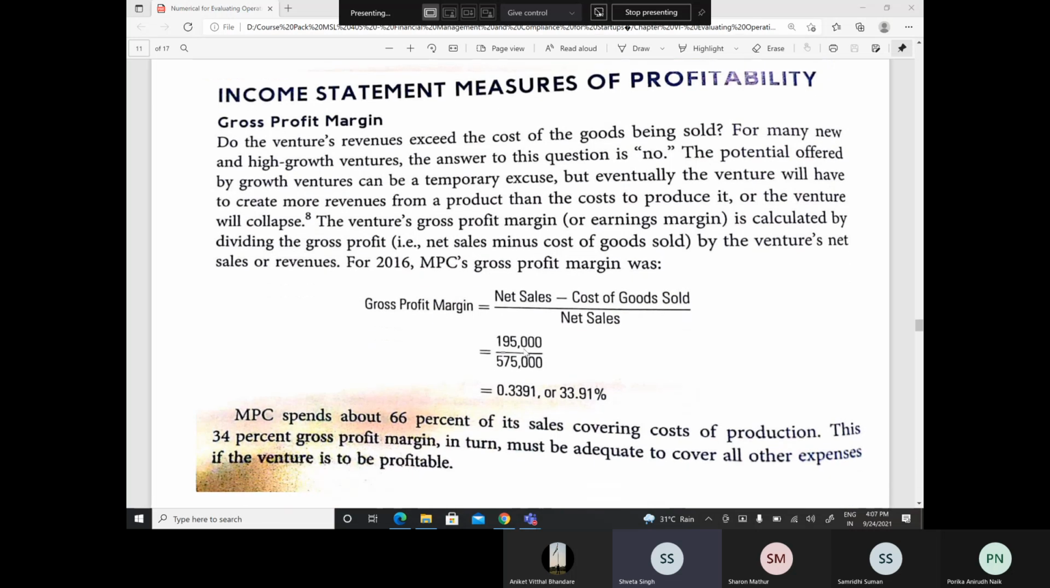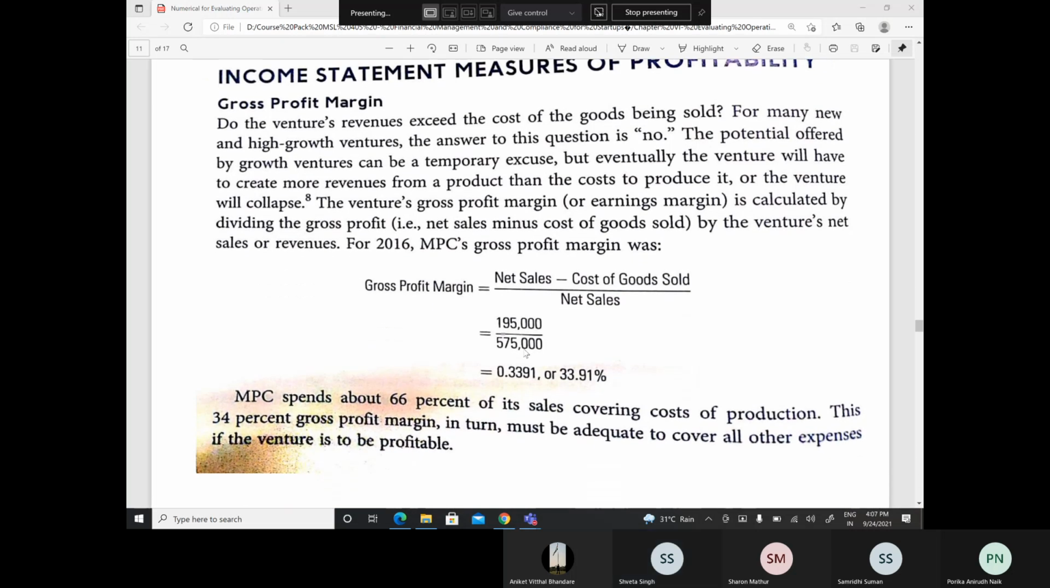So the first ratio here is called the gross profit margin. Do the venture's revenues exceed the cost of the goods being sold? For many new and high growth ventures, the answer to this question is no. The potential offered by growth ventures can be a temporary excuse, but eventually the venture will have to create more revenues from a product than the cost to produce it, or the venture will collapse. The venture's gross profit margin or earnings margin is calculated by dividing the gross profit, that is net sales minus COGS, by the venture's net sales or revenues.